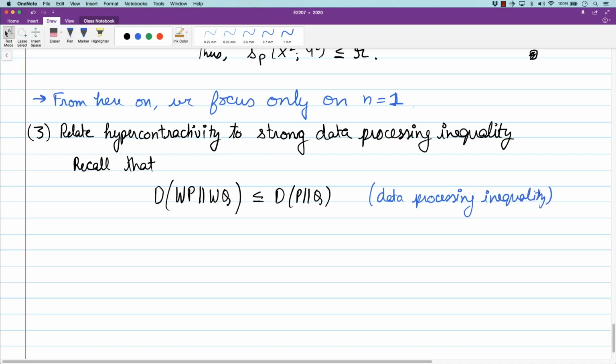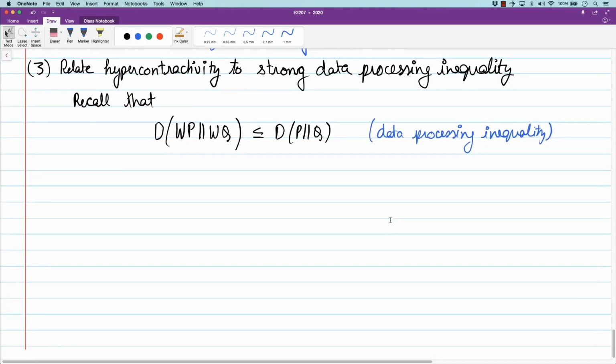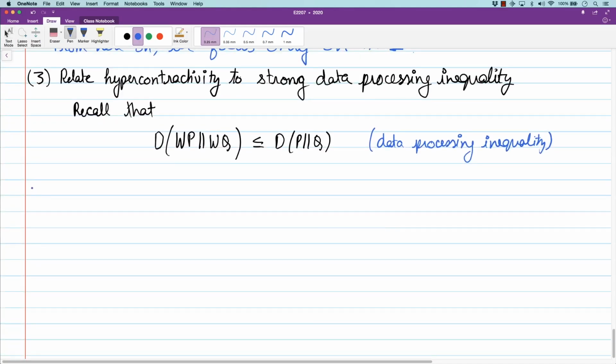In fact, the same inequality holds for a larger family of divergences. So let's introduce that larger family. The same inequality holds for the so-called Rényi divergence.